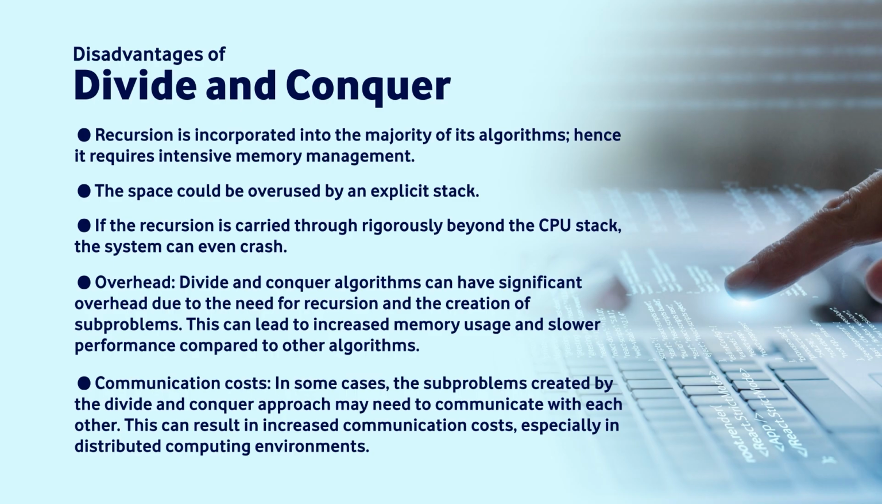Another is overhead. Divide and conquer algorithms can have a significant overhead because they use recursion and the creation of subproblems. This can lead to increased memory usage and slower performance as compared to other algorithms, like greedy algorithms. The greedy technique takes up the input, adds it to the solution set, and checks if it is feasible or not. It is as simple as that. It is not using any kind of recursion.